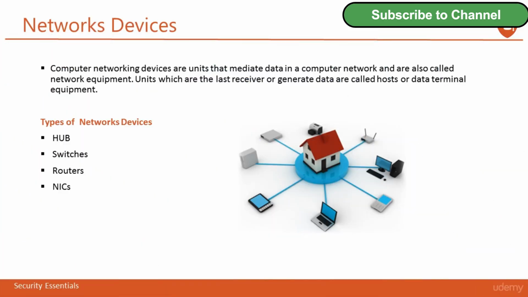Next is network devices. The devices that are used in building a network that you must know are a hub, a switch, a bridge, and a router. Computer networking devices are units that mediate data in a computer network and are also called network equipment. Units which are the last receiver or generator of data are called hosts or data terminal equipment.